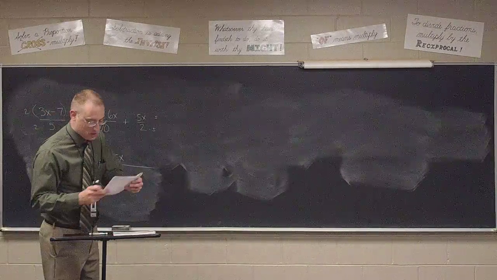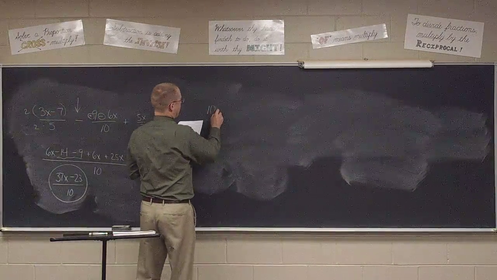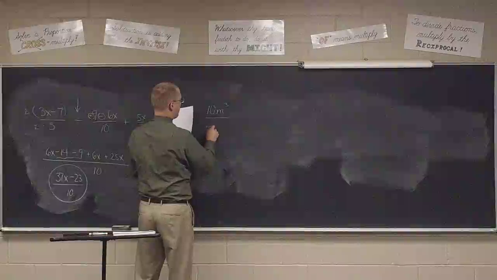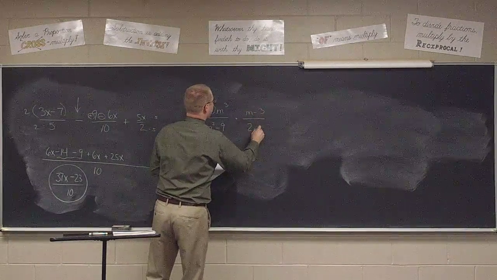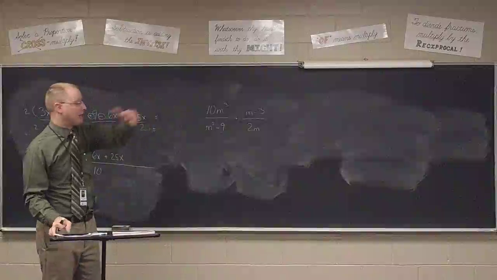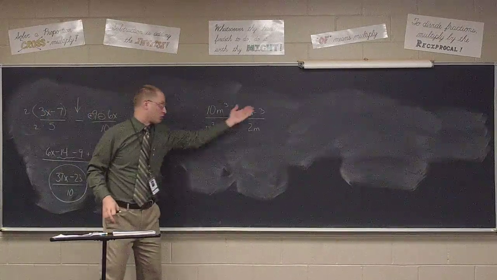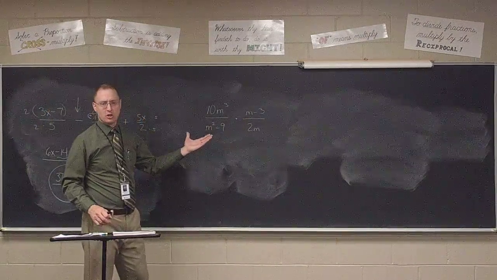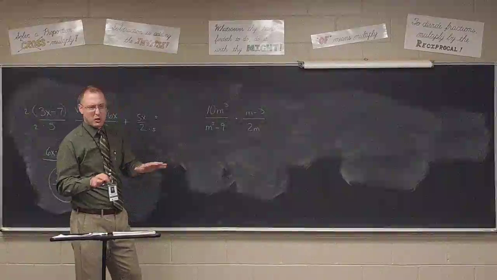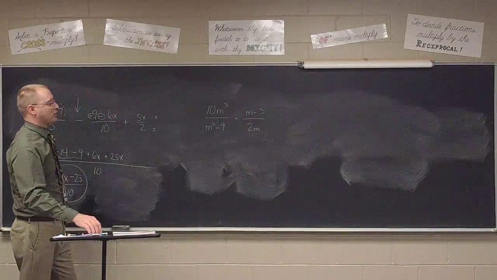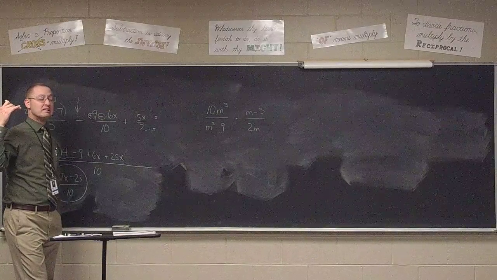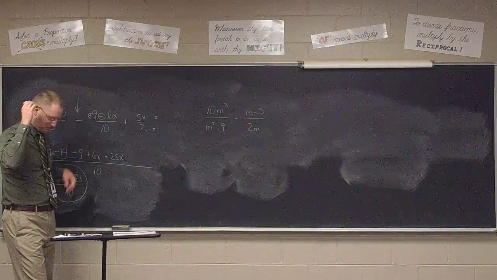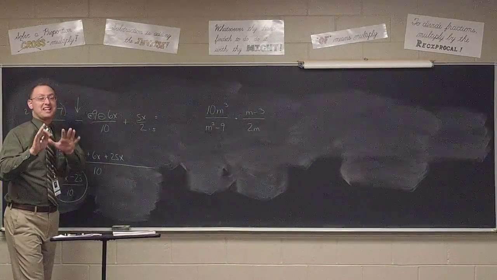We said if we want to multiply fractions, like for instance a 10m cubed over m squared negative 9 times say an m negative 3 over 2m, technically you can just multiply straight across, right? We could distribute here, we could distribute there, and then try to reduce, but so inefficient. So we want to cancel before we multiply, but you can only cancel factors.